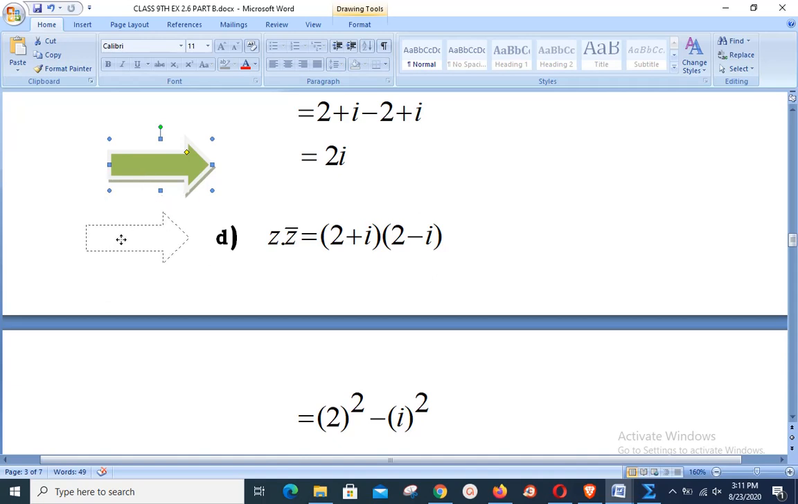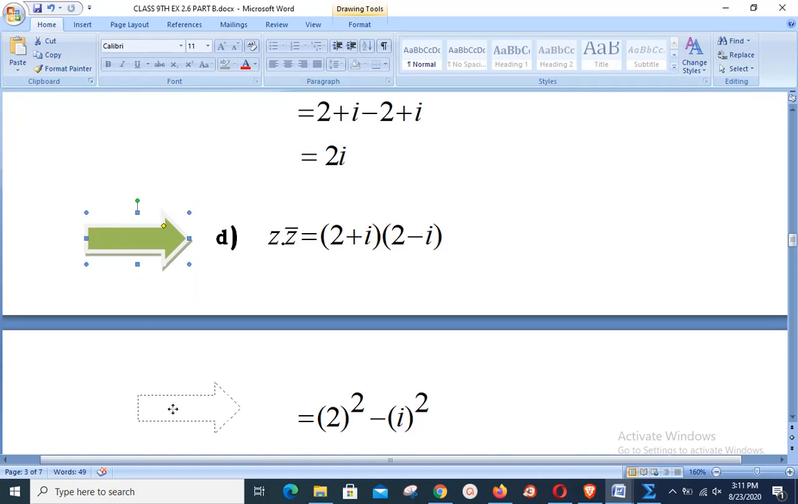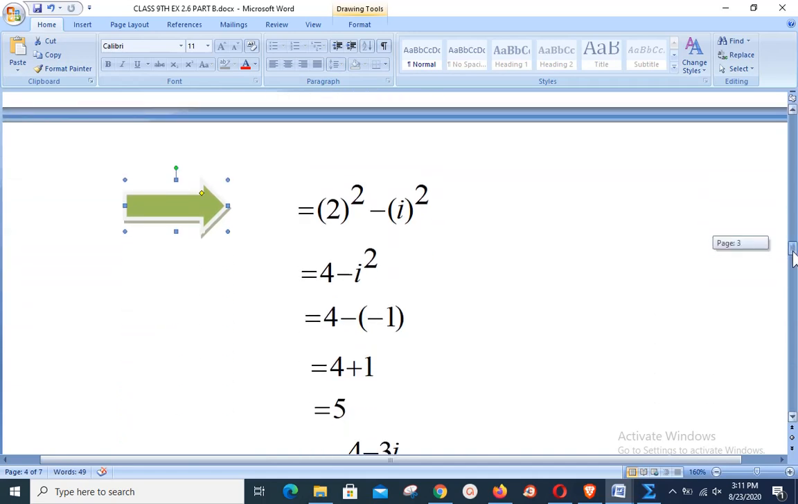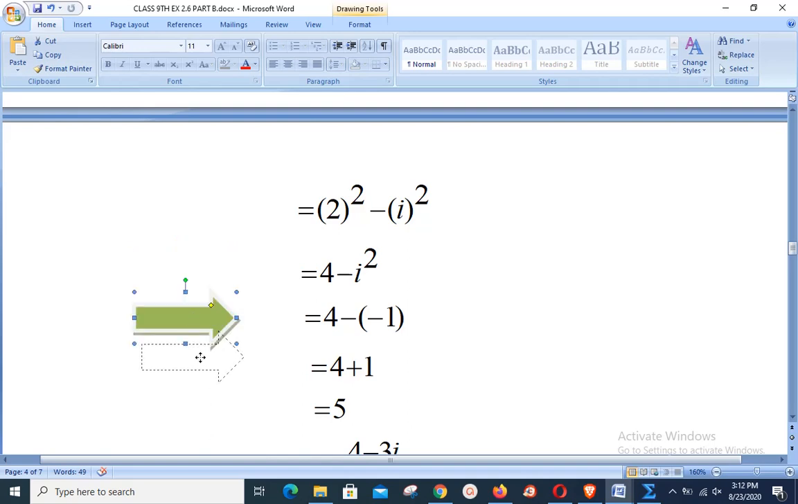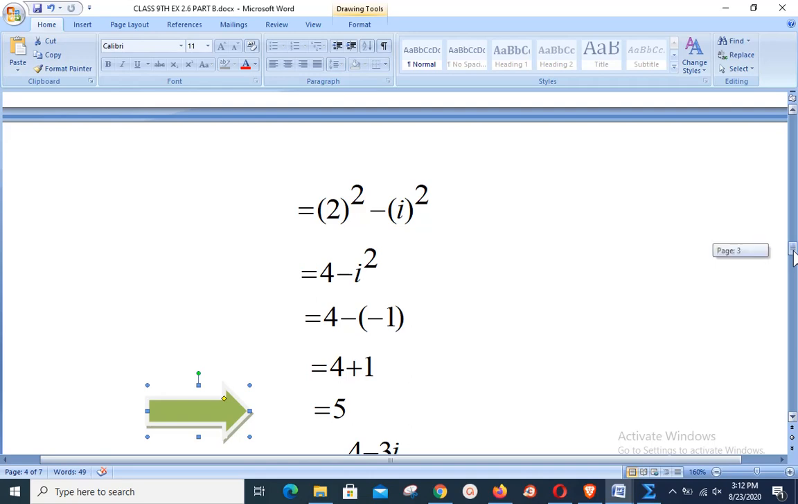That is z into z conjugate is equal to 2 plus iota into 2 minus iota. Clearly the right hand side is of the form a plus b into a minus b, that results in a square minus b square. So we have 4 minus iota square. You all know iota square is equal to minus 1. So we have 4 minus into minus 1, that in the next step becomes 4 plus 1, and that is equal to 5 as the answer of the fourth part.